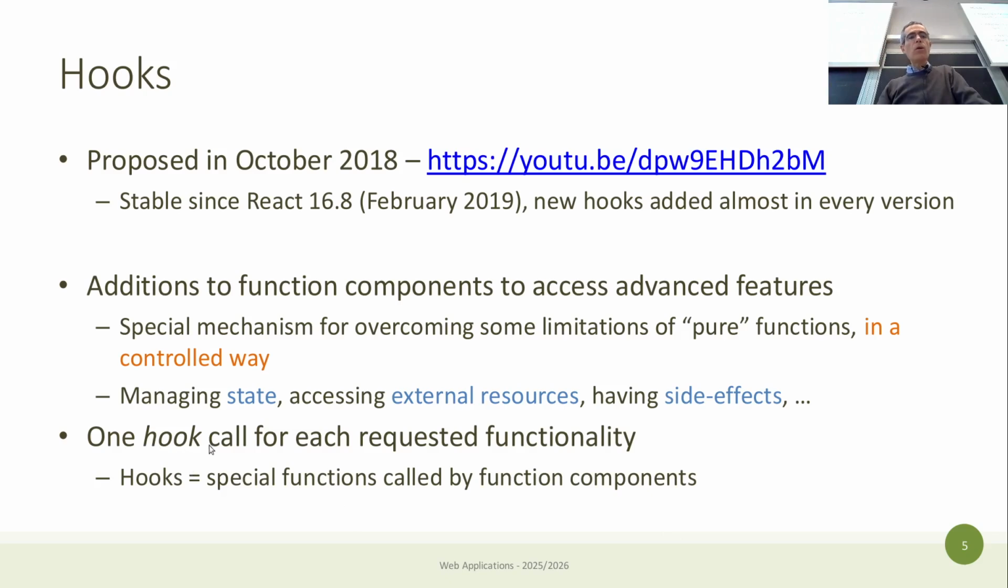There is one hook call for each requested functionality. So basically there is one hook for state, one hook for context, one hook for the side effects, and so on. Hooks are just functions, okay, normal functions. They have been defined not by ourselves, but by React. So we find these functions in React, and we import these functions from React, as we import all the rest of the stuff from React when we need it. Okay? As we import the React fragment, React element, and so on.